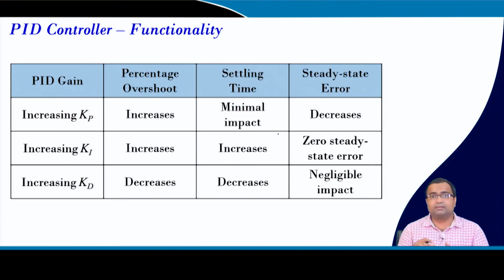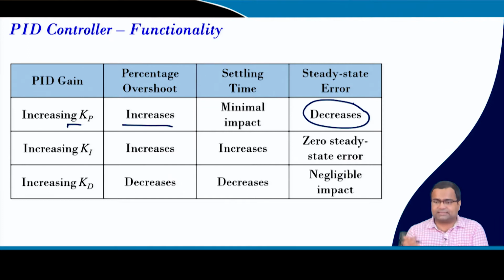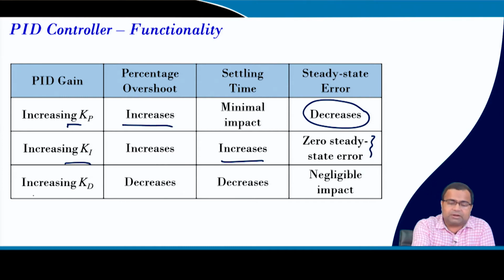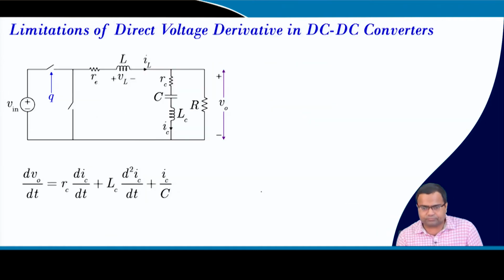The PID controller is very useful because we know if we increase the proportional gain, the overshoot increases. It has a minimal impact on the settling time, but it reduces the steady state error as the proportional gain increases. Now, increasing Ki has a drastic effect on the settling time, and it tries to reduce the steady state error, but it also increases the percentage overshoot. The derivative action helps because it introduces damping. So, it tries to reduce overshoot and undershoot and also reduces settling time because it tries to damp out.